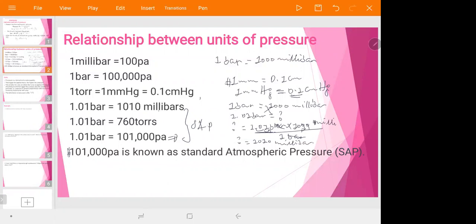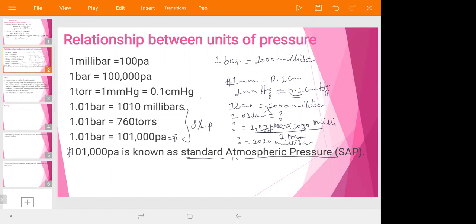Standard atmospheric pressure, for example, 1.01 bar, 1010 millibars, 760 torr, 101,000 Pascals are the standard atmospheric pressure, because they are equal.